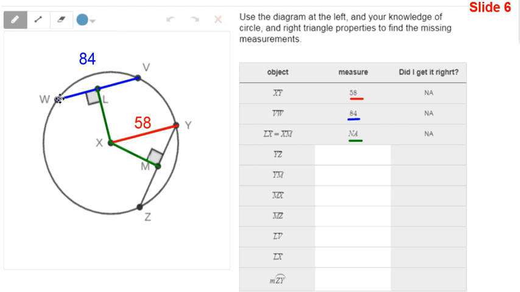Well, again, we learned that when chords are equidistant from the center of the circle, that means they're the same distance away from the center, they must be congruent to each other. So if we know the length of WV, we should also know the length of ZY, which would be 84 units.